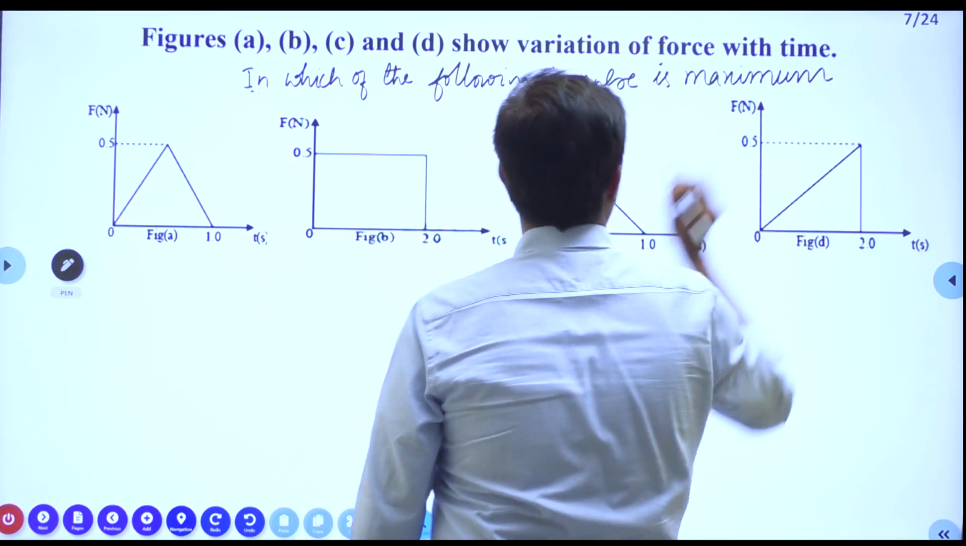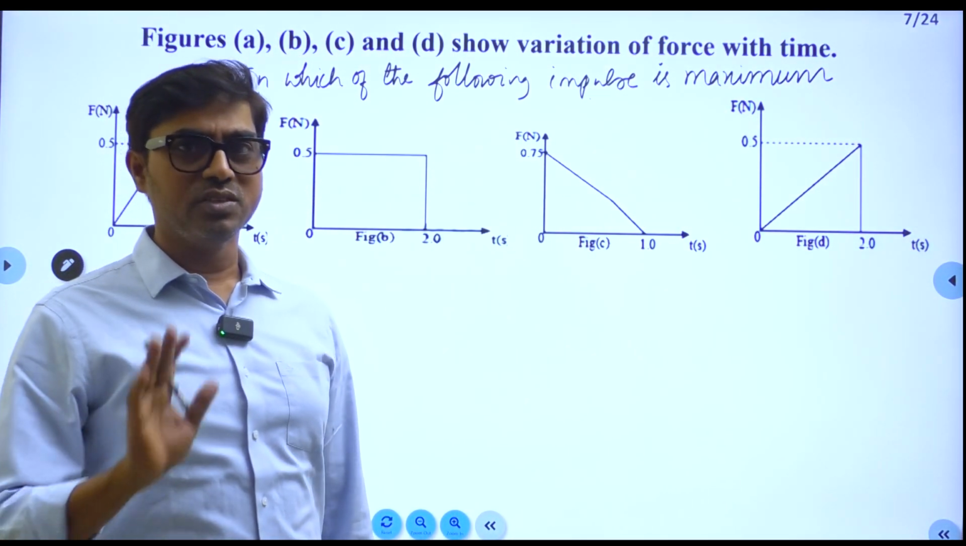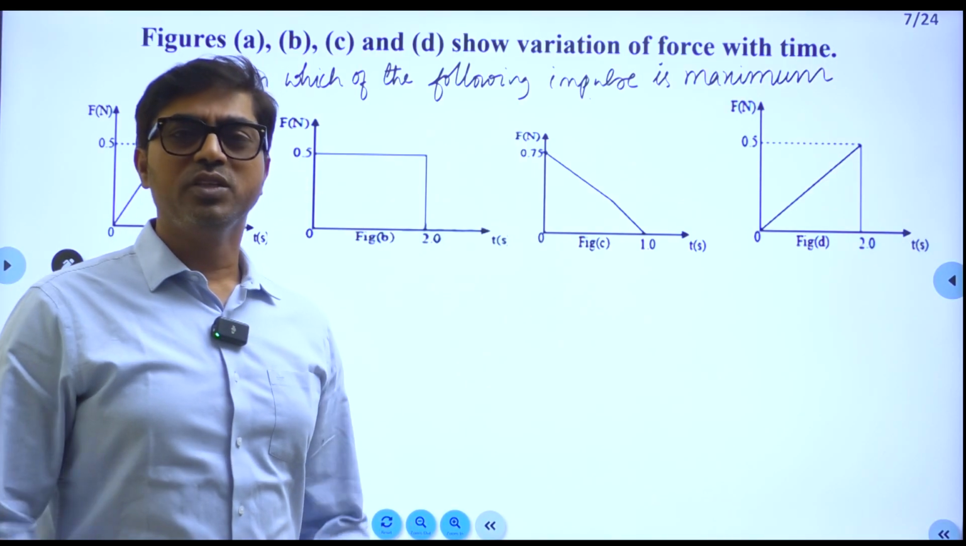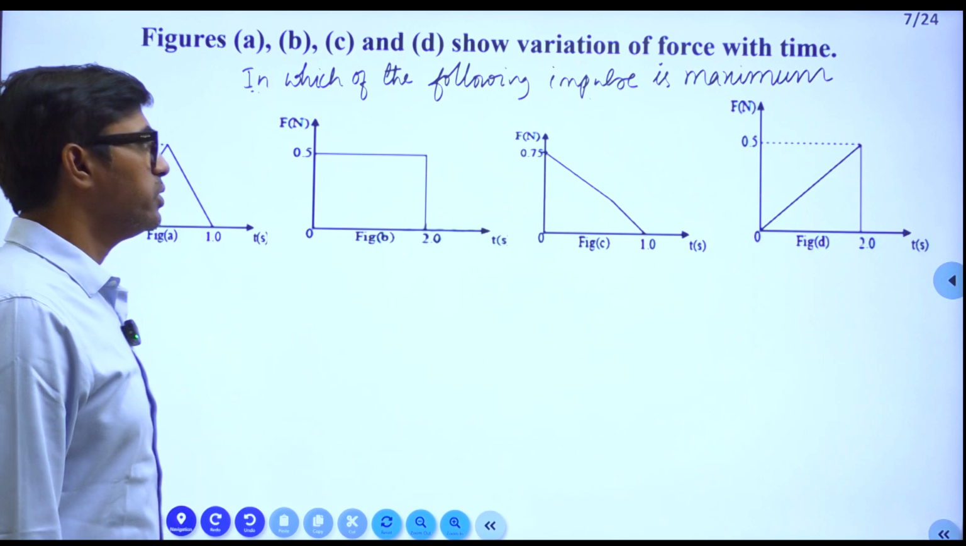Alright. What is impulse? When I ask students impulse, they say it is change in momentum. Impulse is not change in momentum. Please remember, impulse is defined for force. Integral F dt. Force into time interval is impulse. Okay.